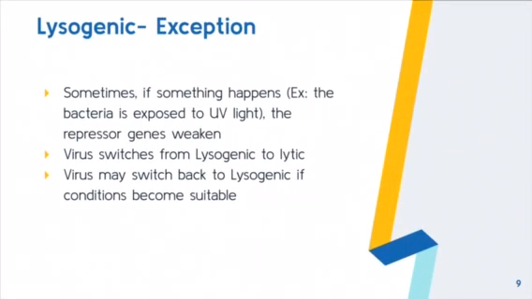Every so often, the host cell might get exposed to UV light or another bad condition, which will cause the repressor genes to weaken, causing the process to change back to lytic. Then it will produce the capsids for all the viral DNA it created, and then the host cell will lyse and die. Poor host cell.